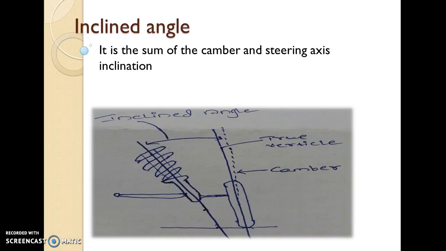This angle is used as reference during diagnosis of bent suspension parts. Again, if the camber is negative, then the included angle will be less than the steering axis inclination, and if the camber is positive, then it will be greater than steering axis inclination.